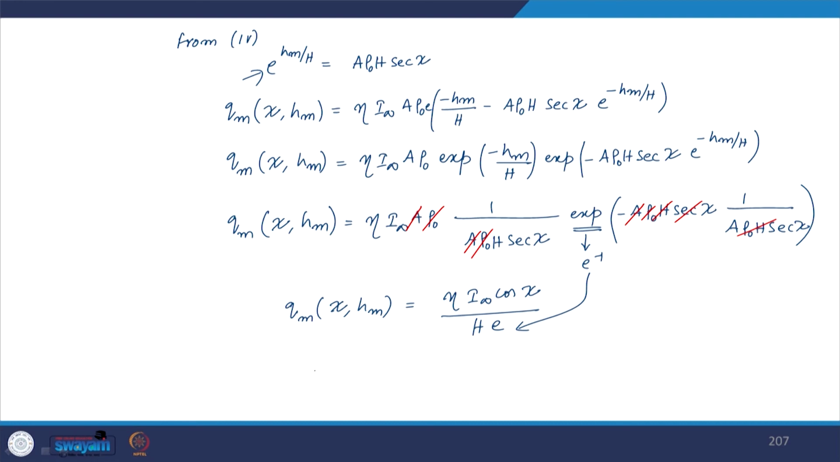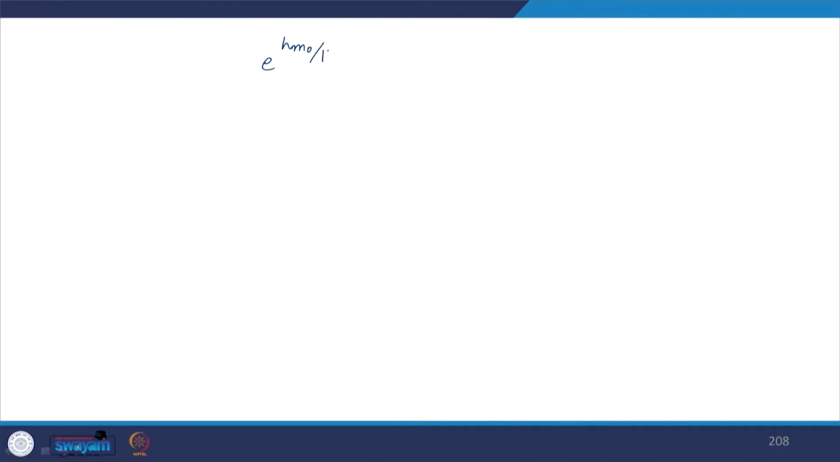Now let's say for chi is equals to 0, that means at noon. So e to the power of minus hm by h is equals to 1 by a rho naught h secant chi, which is 1 by a rho naught h, or e to the power of hm0. hm0 is at chi is equals to 0. Otherwise, it was hm, right? A rho naught h. Let's call this equation as capital B.